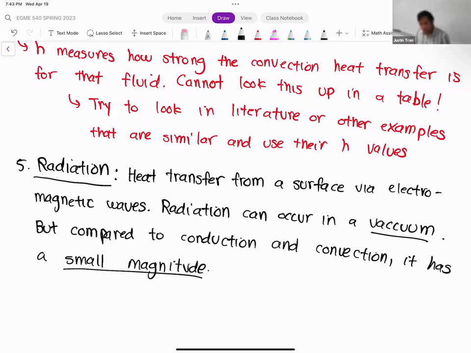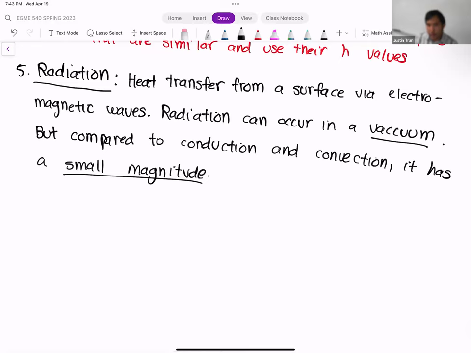Unless you're doing an application for heat transfer in space, like heat transfer off a satellite, most of the time it's okay to ignore radiation. Technically, it's always there. All objects are radiating heat. It's just that the magnitude is so small compared to conduction and convection that we usually just ignore it. But the formula for it is given by the following.